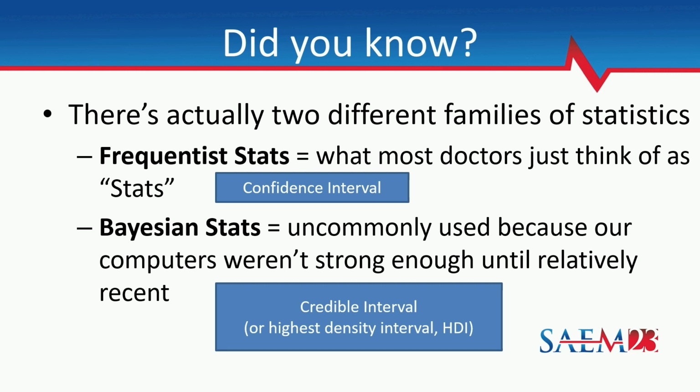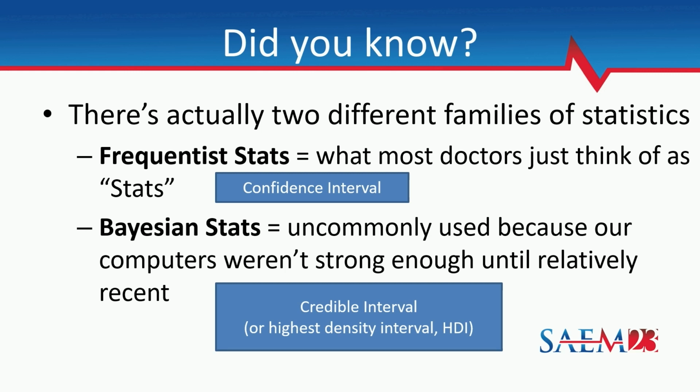All right, so we kind of already spoiled this a little bit, but did you know? How many people knew there's two different families of statistics? Nice, thank you. How many people knew that most of the time when we say stats, we're really just talking about one of them? Despite there being two families of statistics, particularly in medicine, we have for a very long time, and even to this day, mostly just used one, and that's frequentist stats. The p-value and the confidence interval are all based on the fundamental frequentist framework.